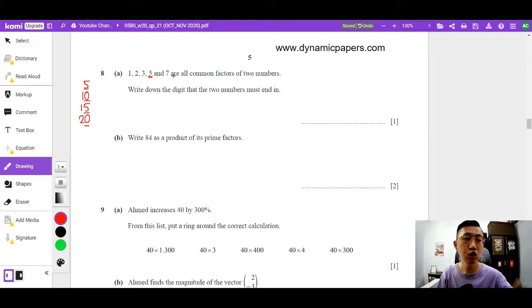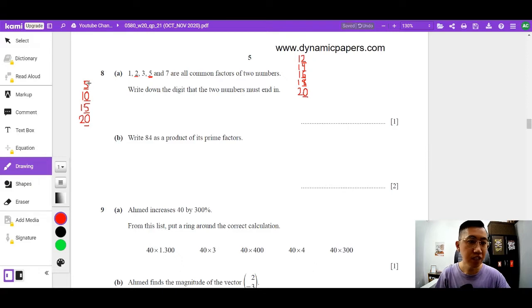Okay, the next clue is this. Any number that you can divide by 2, divisible by 2, must be an even number. So for example, like this: 12, 14, 16, 18, 20. Alright, so even numbers means the number at the back must be either 2, 4, 6, 8 or 0.